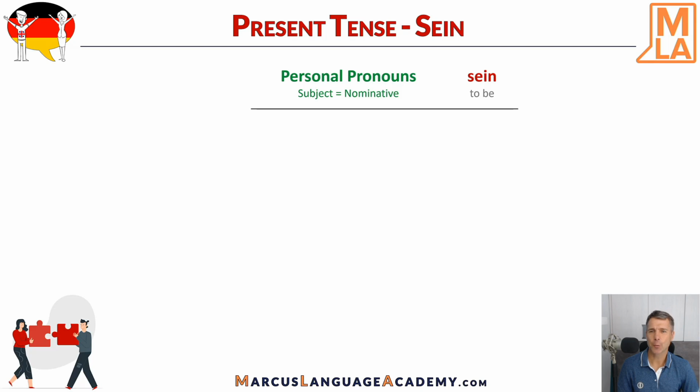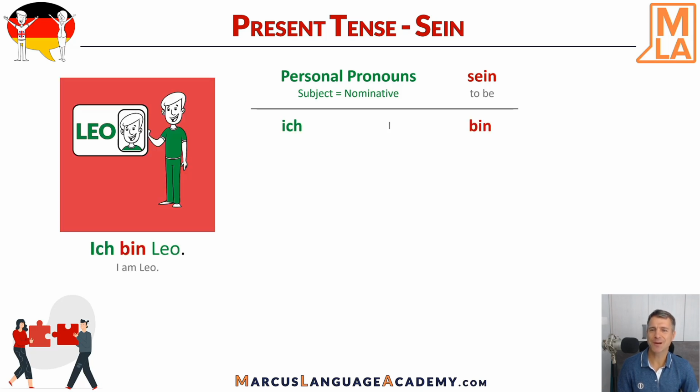Let's start with the verb sein. And this verb is super irregular. But since we use it so often, it will soon become second nature. In the first person singular, the conjugation is ich bin. In our example sentence, ich bin Leo, I am Leo, in the corresponding image, the background is red because it is an irregular conjugation. The subject remains green because it is in the nominative case.